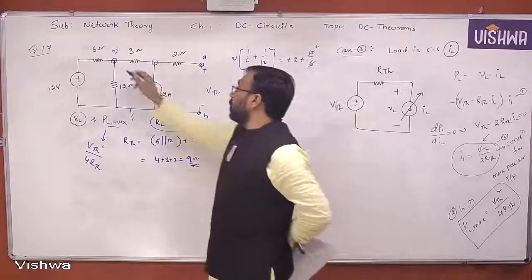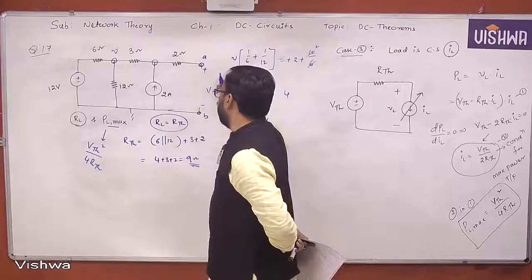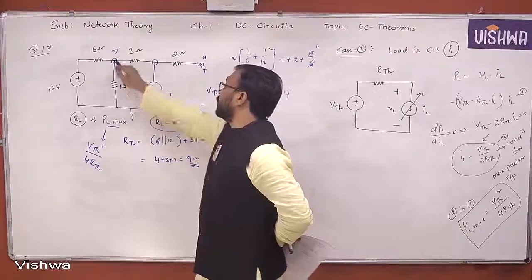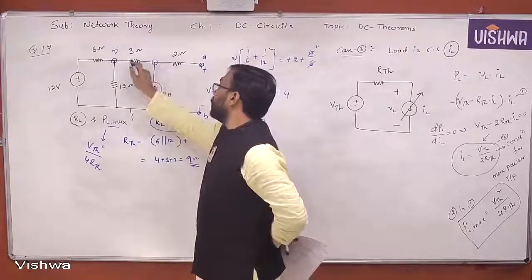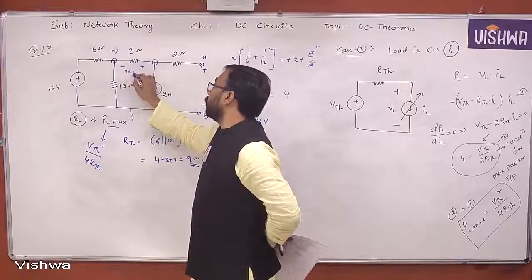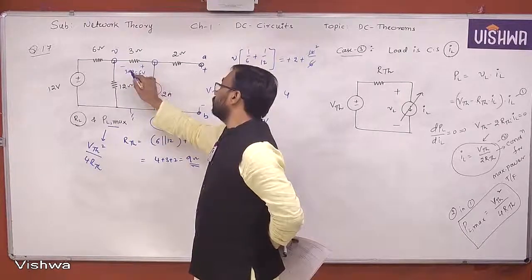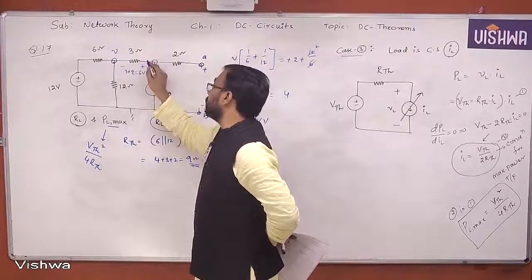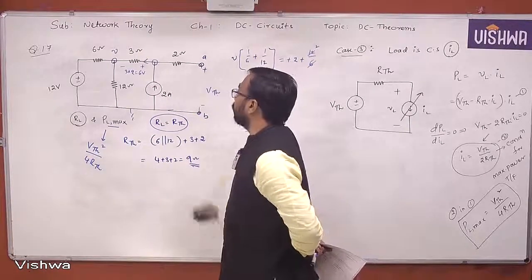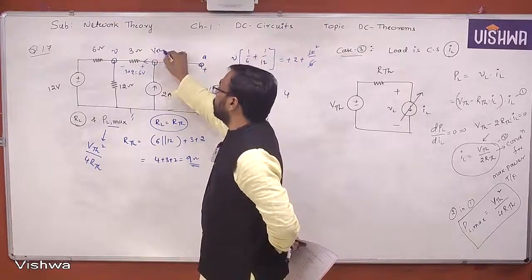This is 16 volt, but I would like to get VTH, right? Finally, my objective is to get VTH. So let me jump from this point to this point, and already 2 ampere current is flowing here. So 2 ampere is flowing means what? 3 into 2, 6 volt, but minus plus because the direction is like this. The current direction will decide the polarities.